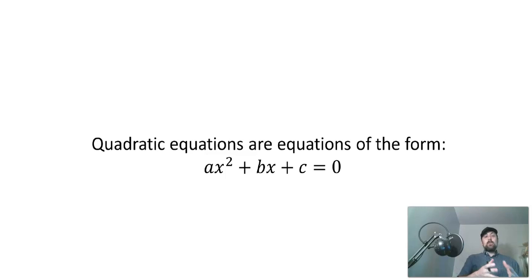So you have the ax squared. That's the key term that makes this equation quadratic. The bx doesn't have to be there. The c doesn't really have to be there. But the ax squared is key, and that you don't have a power of x higher than that is what makes this a quadratic equation.